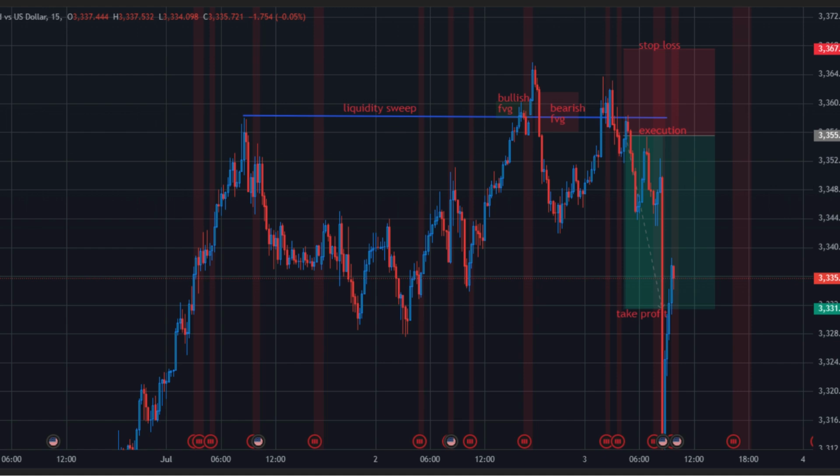Those of you who don't know what fair value gaps are, I am going to give you a brief intro of this concept. Traders, when you look at the individual candles on the chart, you will see most of the candles are overlapped with one another.